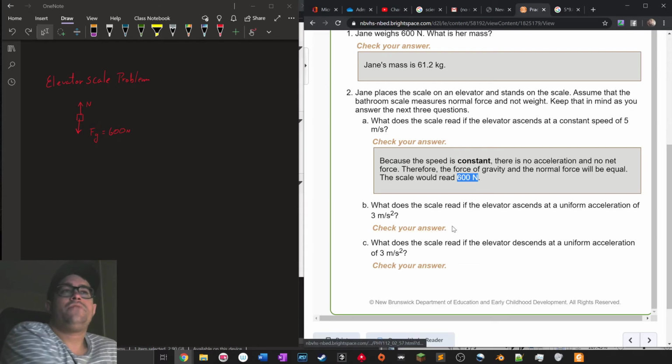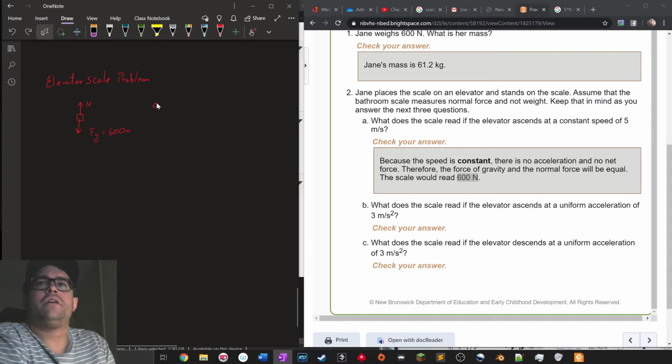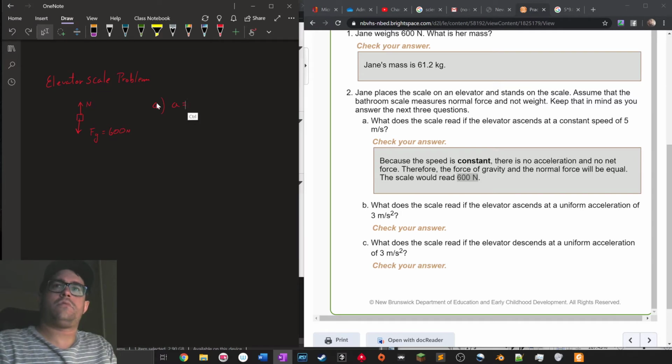What does the scale read if the elevator ascends at a uniform acceleration? So a, acceleration equals 0. N equals 600 Newton. By the way, this Fg will be a minus 600 Newton. B. We have an acceleration of 3 meters per second squared upwards. Ascend, yes, so positive.